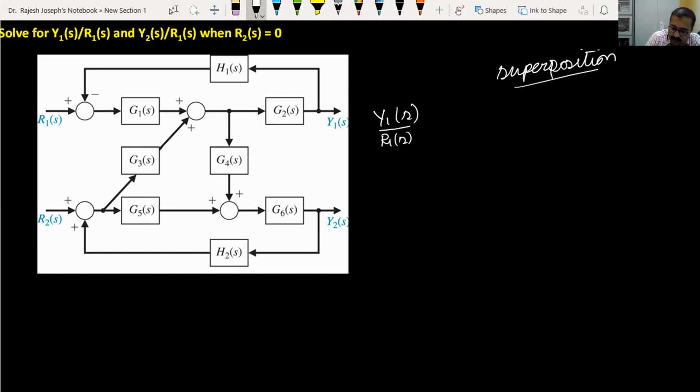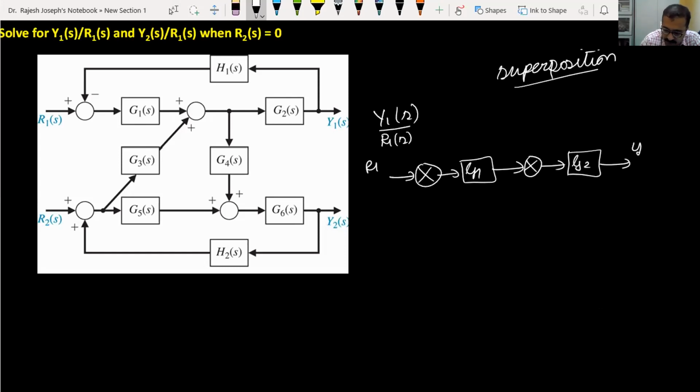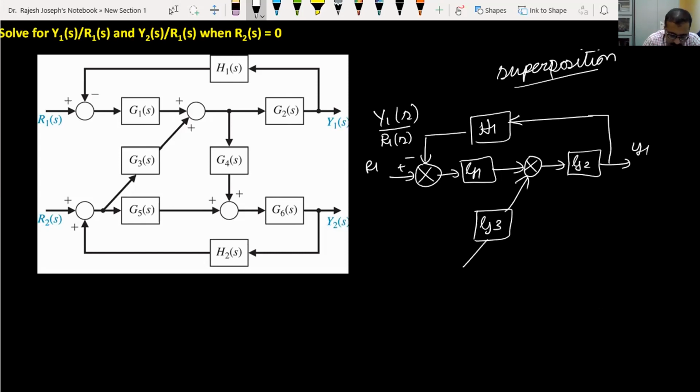Let me redraw that. What will you get? Here is our R1, this is G1, this is the summing point, here is G2, and here is Y1. Here we have a block with a gain of H1, with plus and minus signs, coming from the output of G2. Then from here comes the gain of G3.